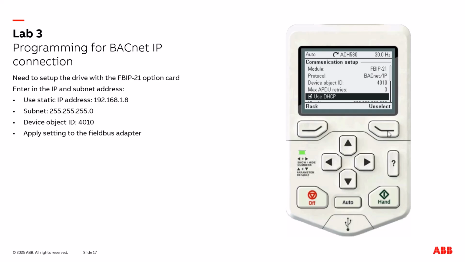So we'll want to unselect this. This is always enabled by default. And now when we go down to IP address, we'll be able to edit the IP address. So here we're going to want to enter 192.168.1.8. So if I even go backwards here for the octets, we'll enter the value here.